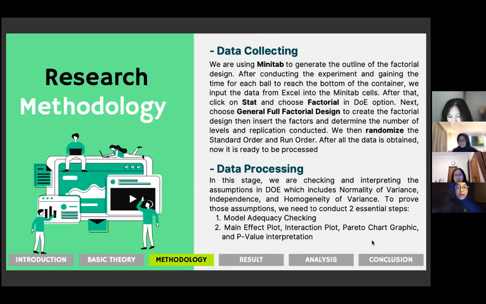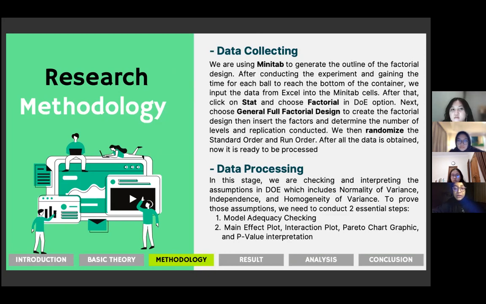For the data collection, we're using Minitab to generate the outline of the factorial design. After converting the data from Excel to Minitab, we click on Stat and choose Factorial in the DOE option, and then choose the general full factorial design. After the factors are inserted into the factorial design and we have determined the number of levels under application, we randomize the standard order and run order. And then we move to the data processing.